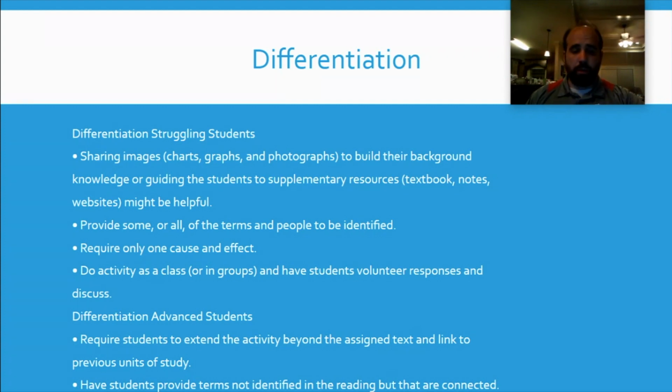For advanced students, maybe go beyond the assigned text and then link it back to what are some other things we've studied. Let's go back to previous units. And then again, maybe they have to identify terms that aren't identified in the reading that also apply to this. That's why I included urbanization where I did.